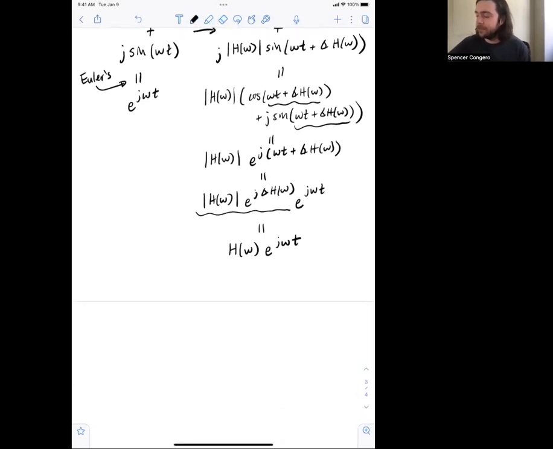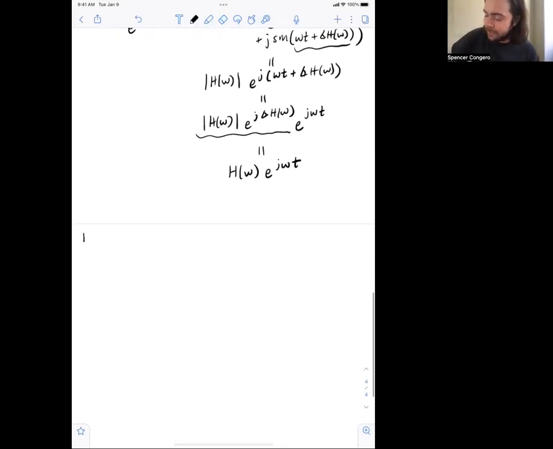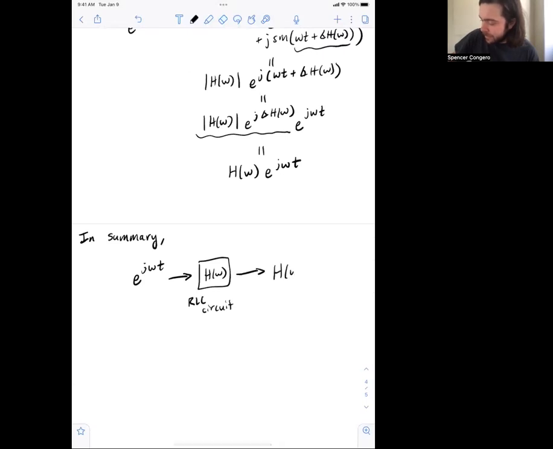Okay, so now I'm just going to summarize what I just said. In summary, what do we have? We have e to the j omega t goes in, and here I have h of omega. This is an RLC circuit. And out comes the same thing I started with, just multiplied by the frequency response at that frequency.